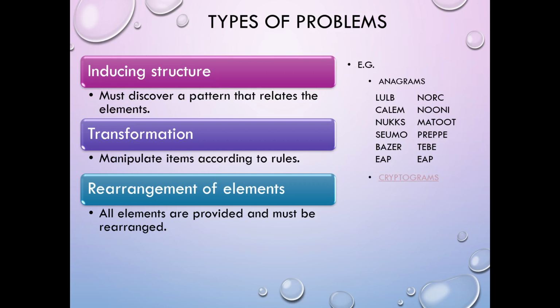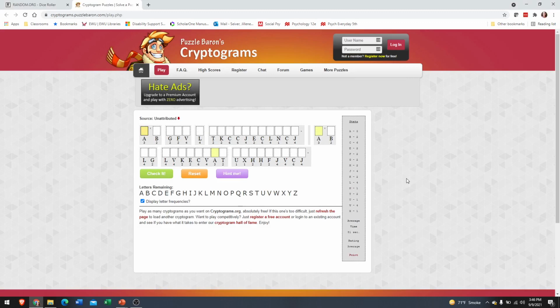How about another type of rearrangement of the elements, which would be cryptograms? My grandfather used to love to do cryptograms, and I got to tell you what, I can't do them. In this situation, this one actually gives you a hint. I don't think the ones that my grandfather did had these, the number of times each letter actually appears in the cryptogram.